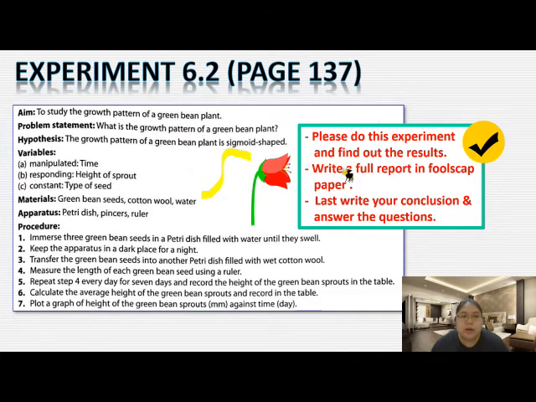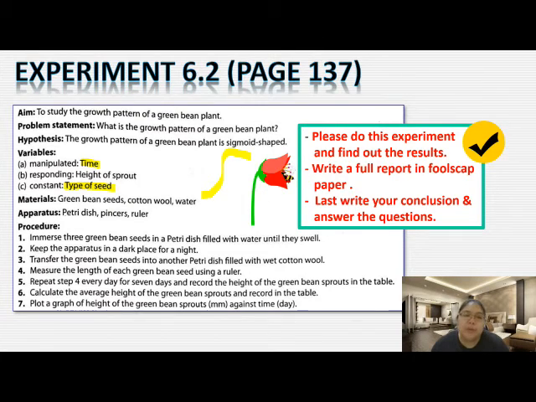What is the manipulated variable? You need to control the time taken. The responding variable is the height of the plant, the height of the branch. The constant variable: you must use the same seed. Later we need to use 3 seeds. You must use the same type. If you are using red bean, all must be red bean. If you are using green bean, all must be green bean. To make it easier, we use green bean. Just take 3, that is enough.